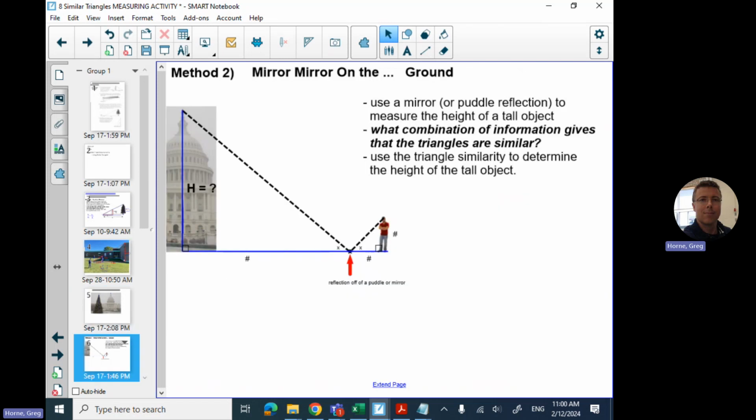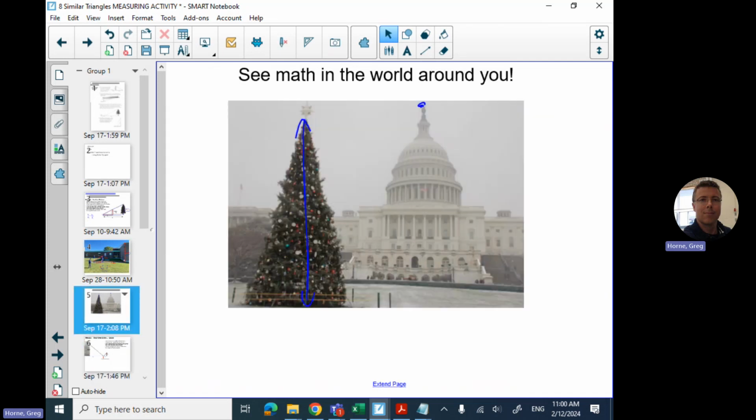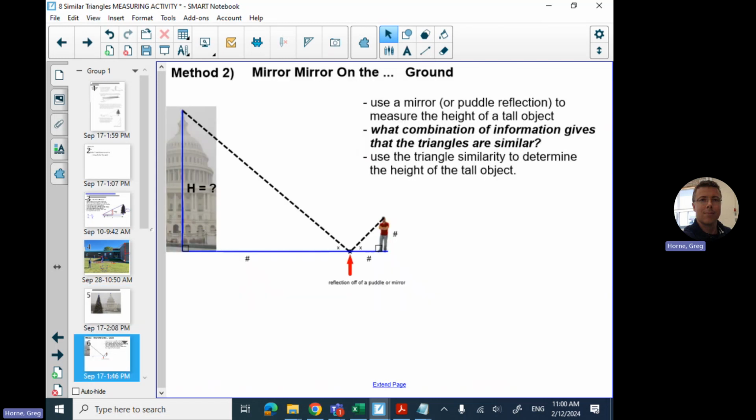So here's another one. Obviously we could just use the two shadows, but it might be kind of hard to find the shadow of that building if you're searching through the neighborhoods or the grounds around the building. So here's another method that could work. If you had a mirror with you, you put the mirror on the ground, or maybe there's a puddle on the ground, and you use it as a reflective surface. Puddles actually work better because then they're perfectly level, right?